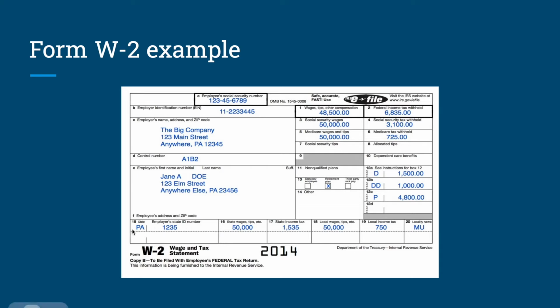And then here on the bottom, you'll see information related to the state and some of their state taxes, which will be important at the very end of these lectures when we talk about what we actually do with the state portion of returns.